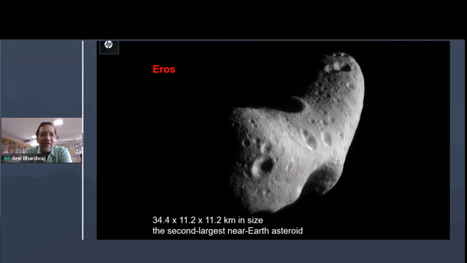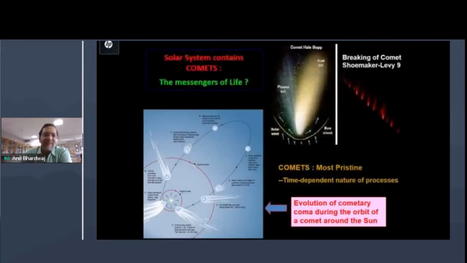And this is called Eros. This is another asteroid which is called a near Earth asteroid because it is closer to the orbit of the Earth. And this is the second largest near Earth asteroid. Though the size is very small, you can say here something like 30 by 10 by 10 kilometers in size. So asteroids are quite irregular in shape compared to planets.